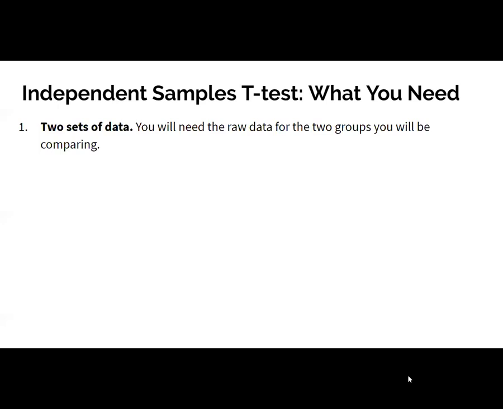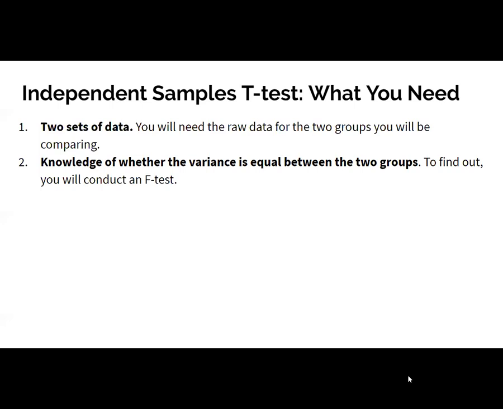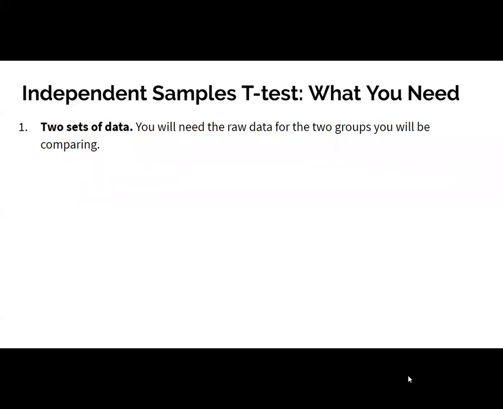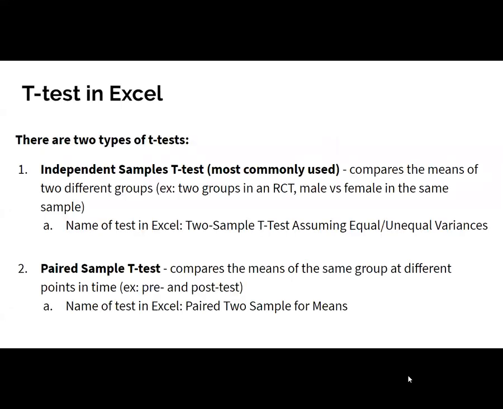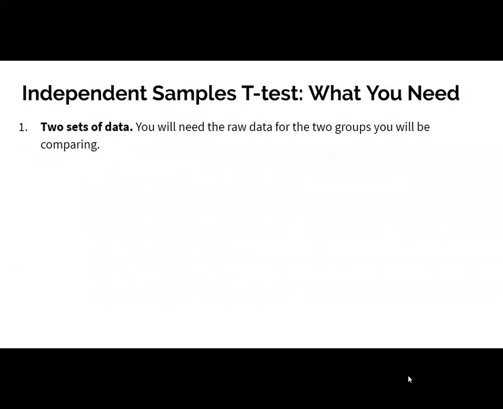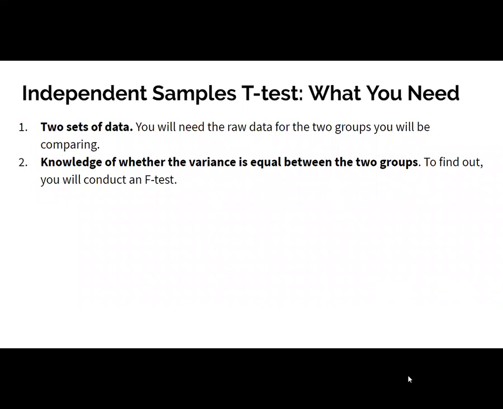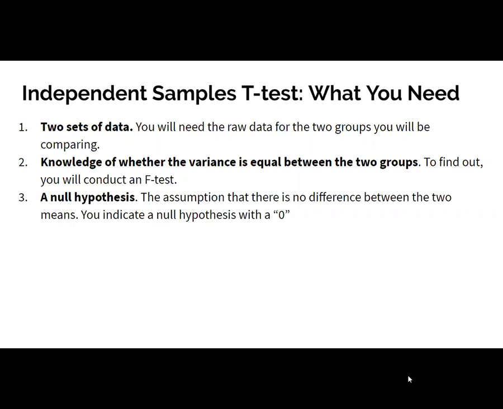So when we're running an independent samples t-test, you'll need the two sets of data, obviously, that you want to compare. You'll need to know whether the variance is equal between the two groups. Like I showed you here, there are two different tests. There's one that assumes equal variance and one that assumes unequal. So you'll need to decide, are they equal or unequal? And the way you do that is with another test. It's called an F test. So I'll show you how to do that.